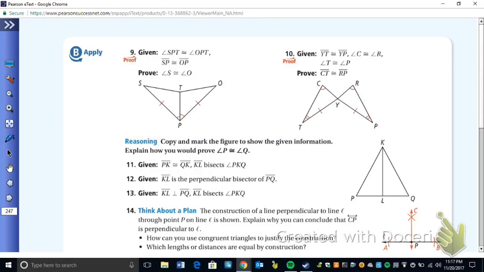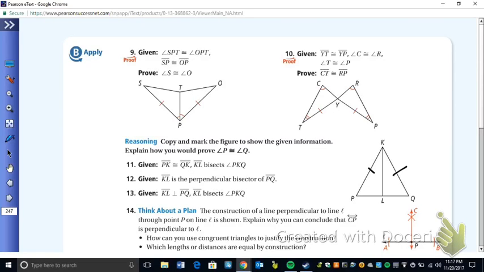So 11. What I'm going to show you is I'm basically going to talk through it. What I'd like you to do is actually try and sit there and talk about how you do the proof. Try and write it down in paragraph form or two-column. Either way is fine.